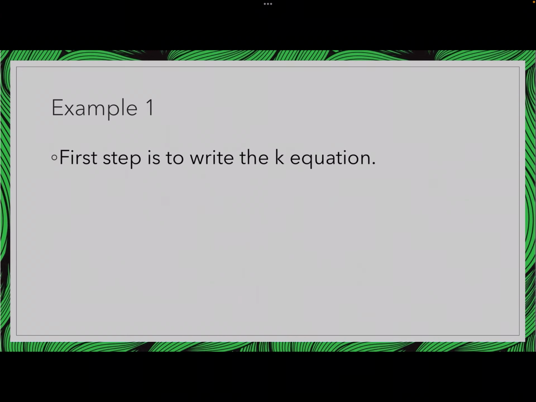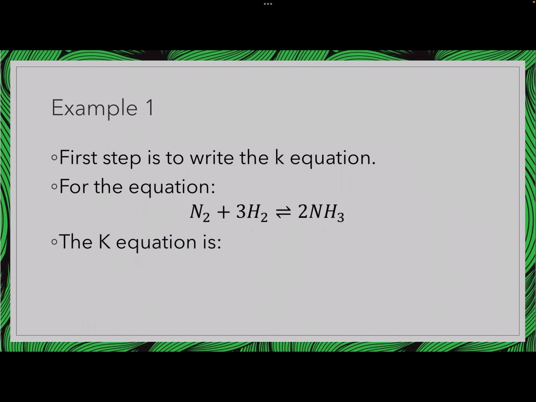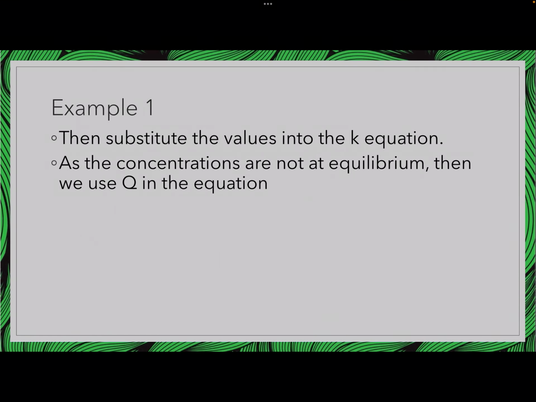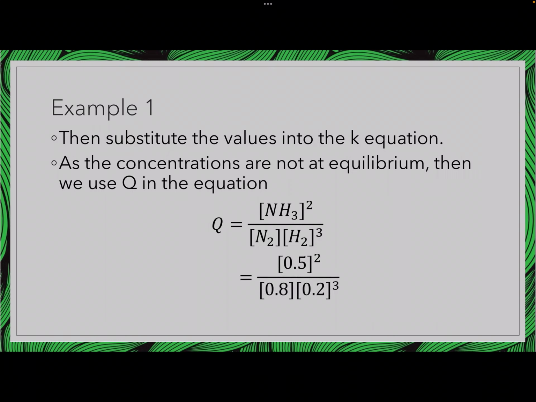First step, products over reactants gives us K. So for this equation, we should get ammonia squared over nitrogen times hydrogen cubed. We then substitute in the values that we have. Now these are not at equilibrium, so we no longer write it as K equals whatever, we write it as Q. And so Q is going to be the same equation. We substitute in the values, and we get 39.06.